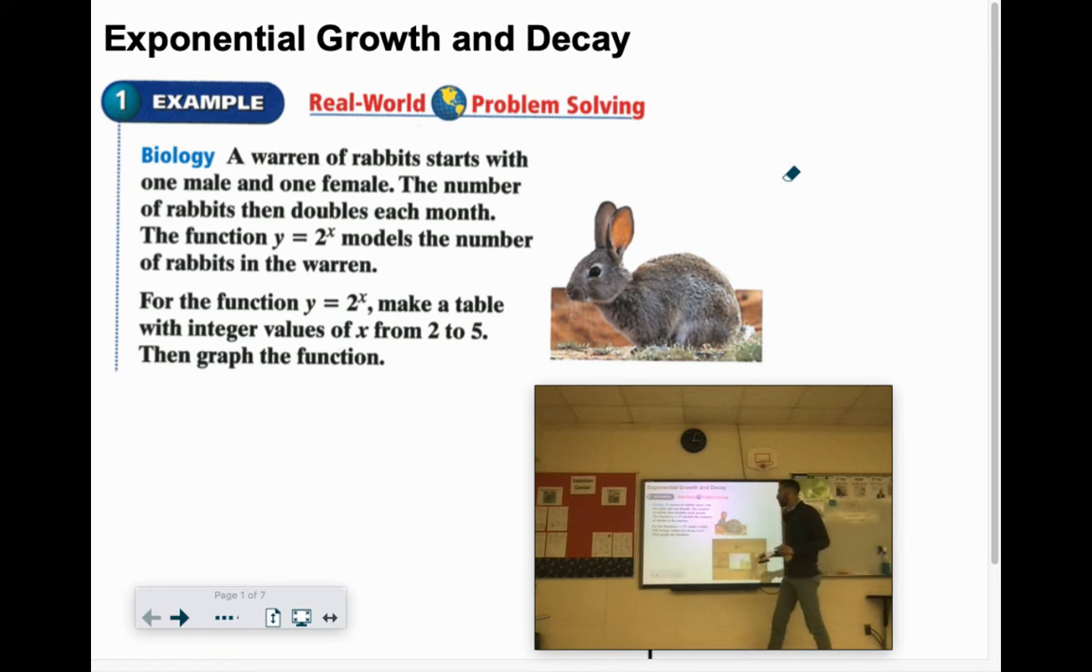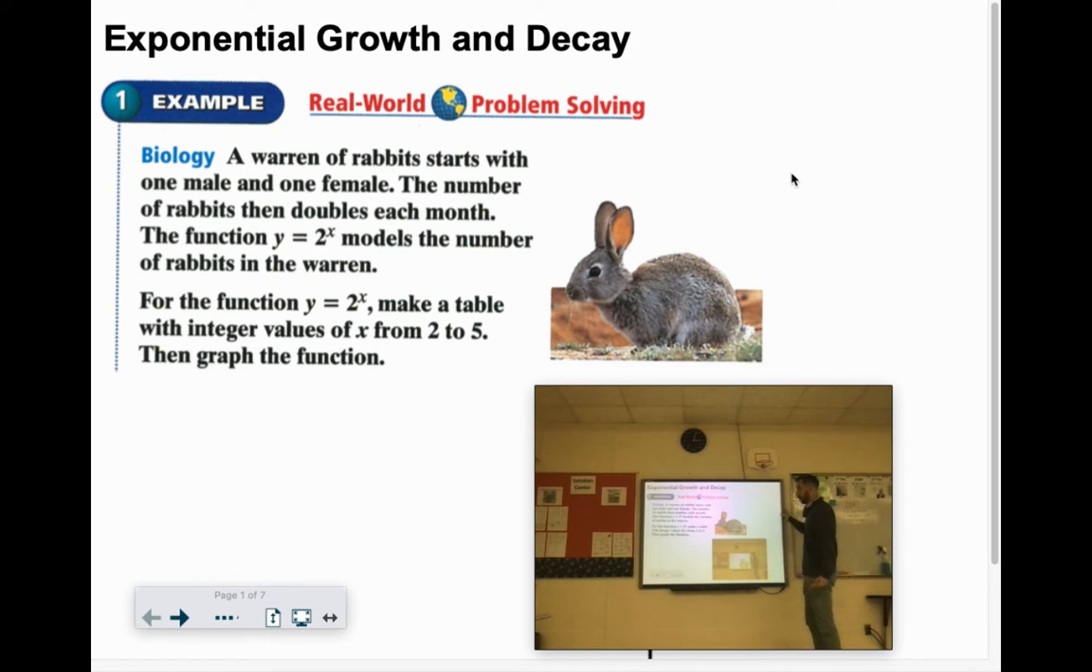And I know you guys are very passionate about rabbits. So a warren of rabbits, I didn't even know that was a word. A warren of rabbits starts with one male and one female. The number of rabbits then doubles each month. The function y equals 2 to the x models the number of rabbits in the warren.